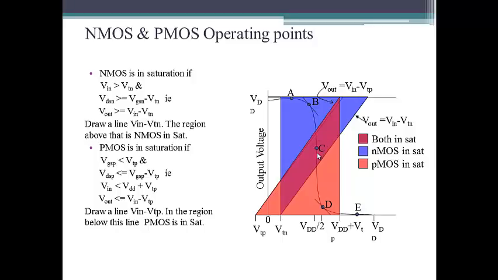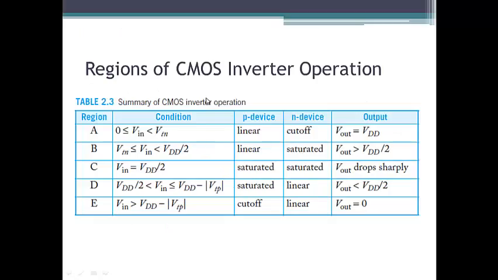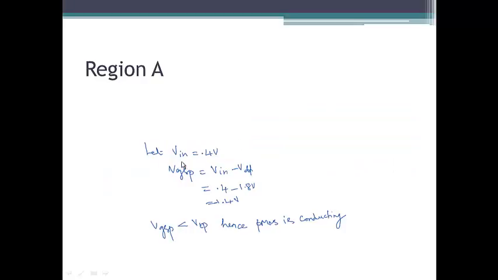Okay. So according to this, now you have the regions of CMOS inverter operation. In region A, what is region A? Vin is greater than 0 but less than Vtn. So the N device will be in cutoff. The P device will be in linear. Let us see how.